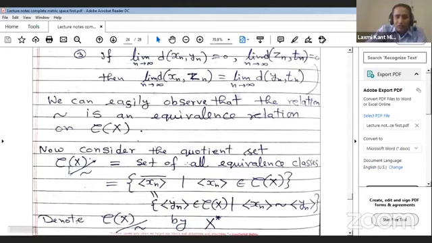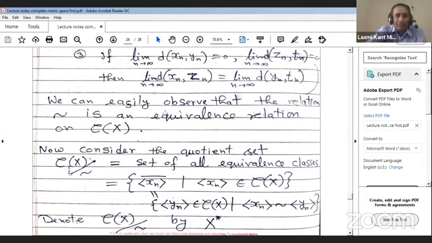So what is the equivalence class of a Cauchy sequence xn? This is [xn], the bracket xn bar. This is the collection of those Cauchy sequences which are equivalent to, or related to, xn. Okay. So now we are denoting this quotient set by X star.